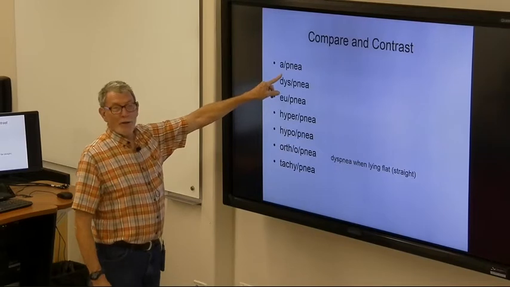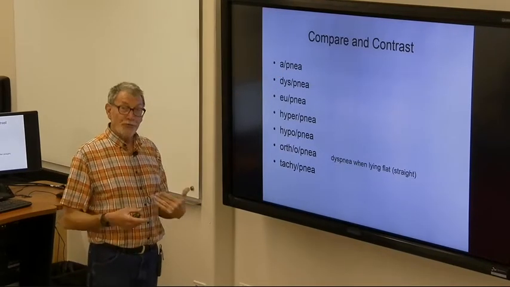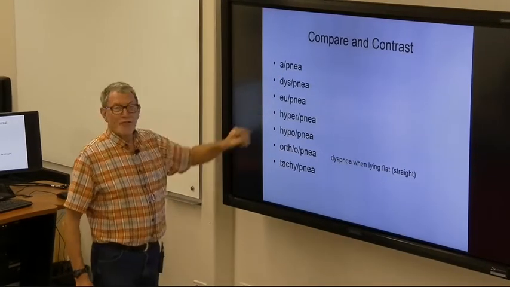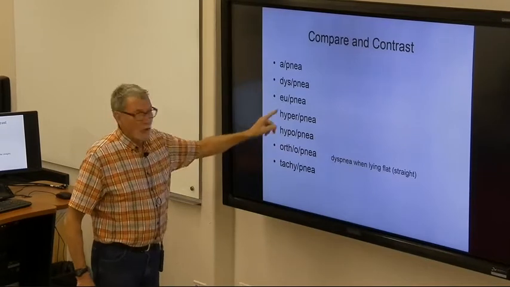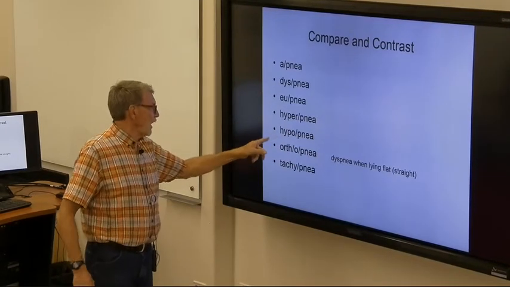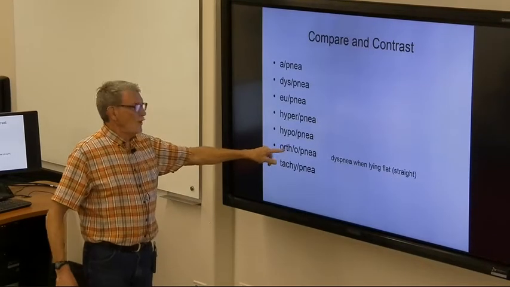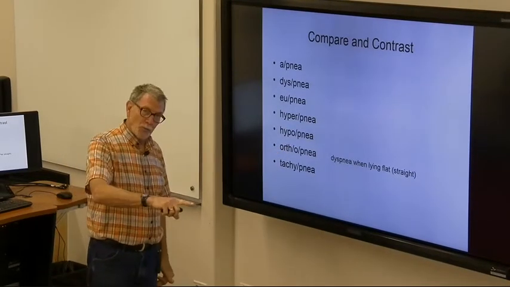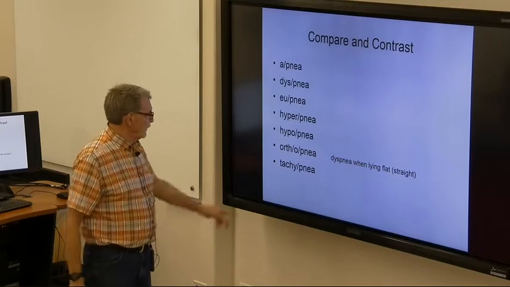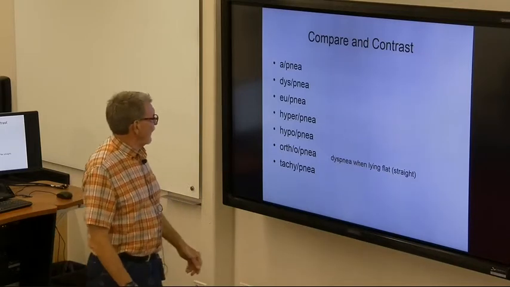Apnea means you're not breathing. Sleep apnea, you stop altogether. Dyspnea is difficulty breathing. Eupnea is good breathing. Hyper is too fast. Hypo is too slow. Ortho, when you have a positional issue, it might be hard to breathe sitting down but not sitting up. Tachypnea, breathing fast.